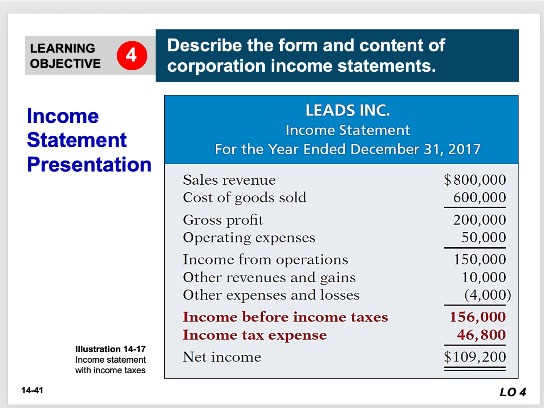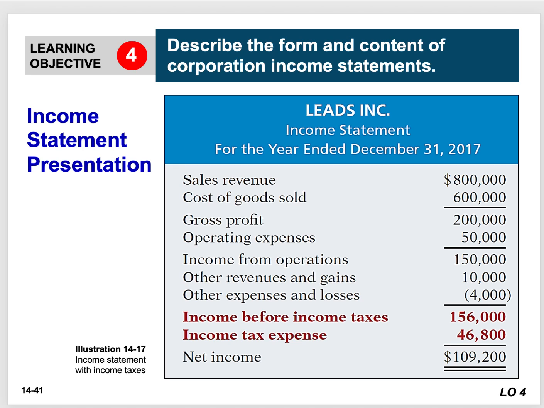So once we subtract out from our operating income any other revenues and expenses or gains and losses, we end up with income before income taxes. So we have $156,000 of income. It's not net income yet, it's just income. Well, we have to pay taxes on that $156,000. So we calculate the tax at whatever our tax rate is. Then we subtract out the income tax expense to end up with net income.